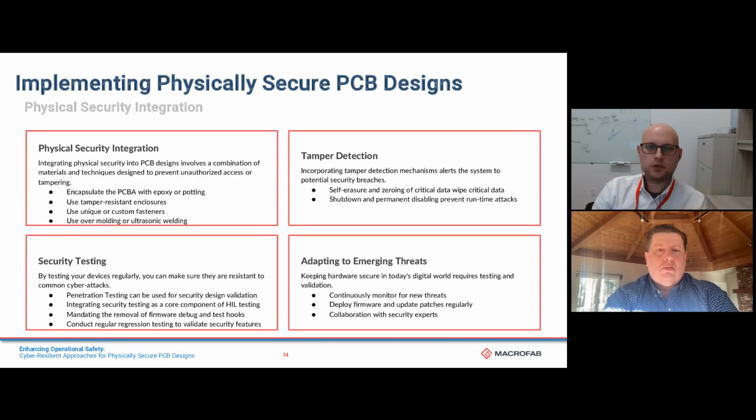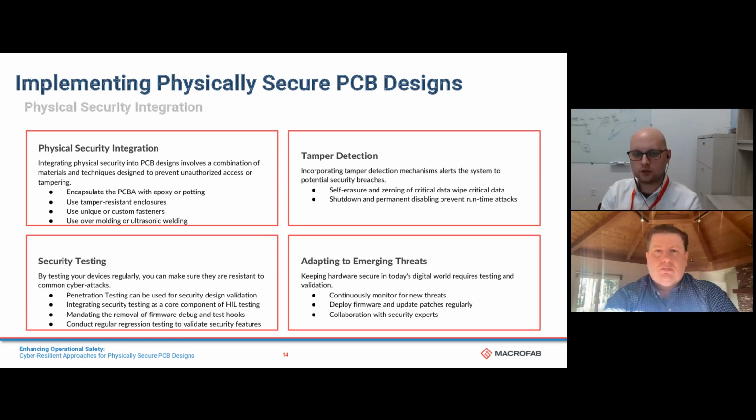When we talk about some of the other approaches for physically securing your PCBs, one of the things that can make it really difficult to attack a design is to fully encapsulate your PCBA with epoxy or potting. It makes it really difficult to probe. The only way you can really look at it without disturbing it is using things like X-ray and other methods. You want to use tamper-resistant enclosures to prevent, again, access to the bare board. Unique and custom fasteners, again, just slow things down, and overmolding and ultrasonic welding can also fit in that realm.